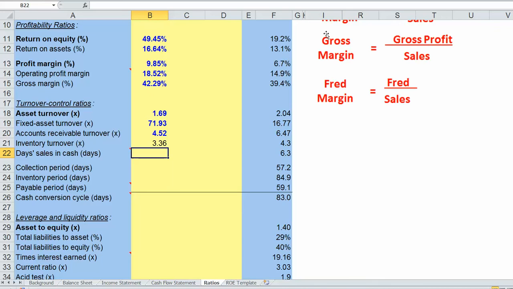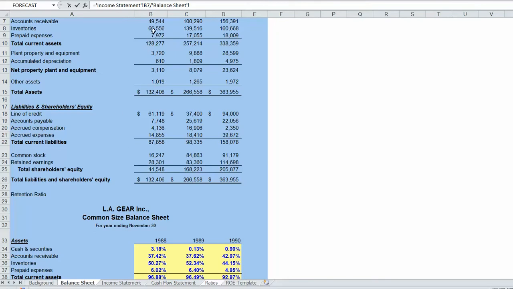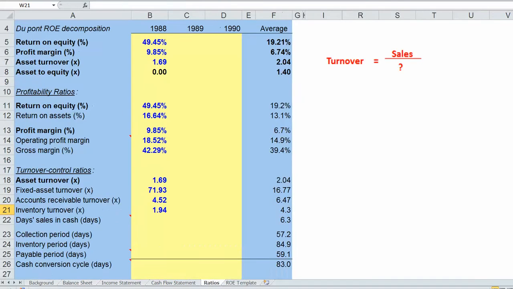Now, in our case, typically we will be using cost of goods sold divided by inventory to calculate our turnover. Many places use sales divided by inventory. We're going to use cost of goods sold, because costs typically more closely track our inventory values than do our sales price. So instead of sales, we take our cost of goods sold divided by inventory. So we have an inventory turnover of 1.94.